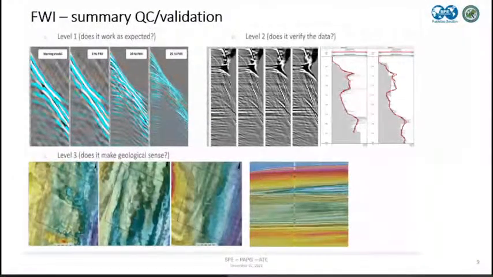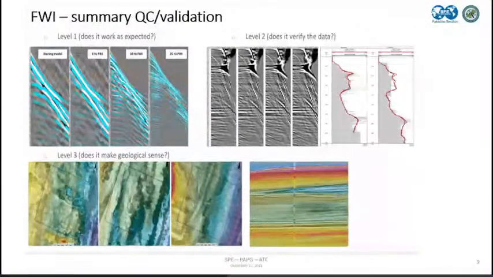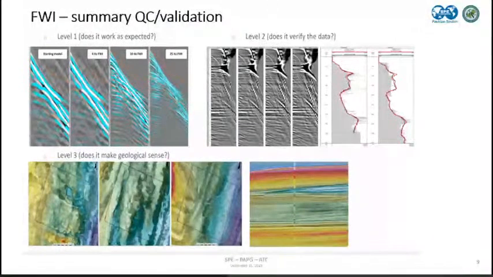And on the bottom left, you can see geometrical patterns. It is very important that in terms of 3D, the maps we have here, or if you have 2D data, you need to make sure that the geometrical patterns are followed in your velocity update. And we need to make sure that the well data is nicely matched, as you can see on the last image here.